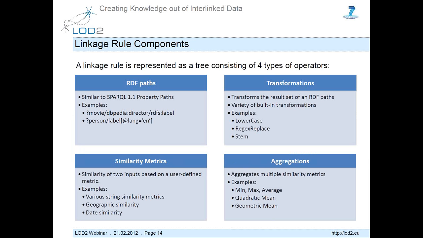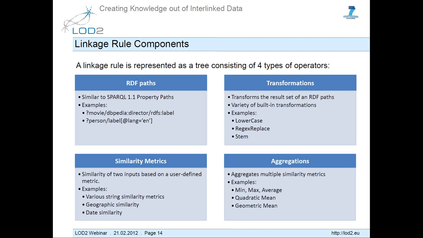Okay, so what is the linkage rule? What is it composed of? In the context of Silk, we will present a linkage rule consisting of 4 operators. At the bottom we have the RDF path. First of all, we need to select the properties by which we can compare 2 entities. For example, we may select the label of a person if we want to interlink persons, or if we want to interlink movies, we may also give it a path like the label of the director of a movie.